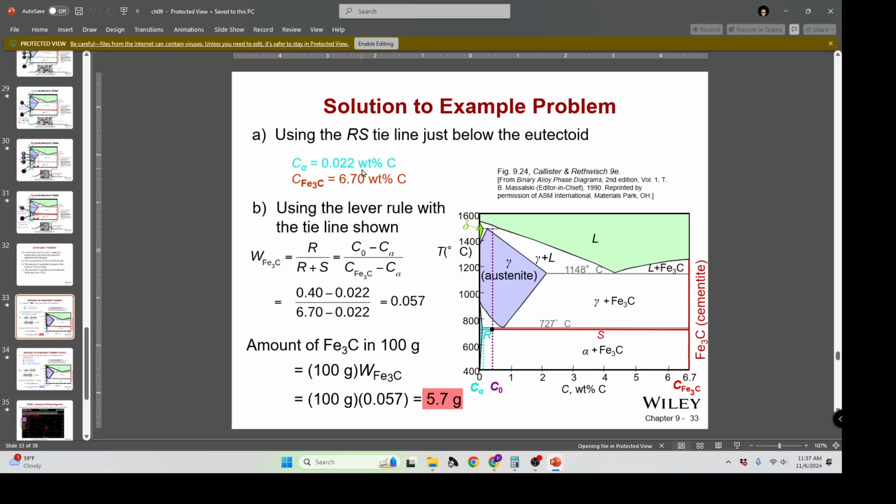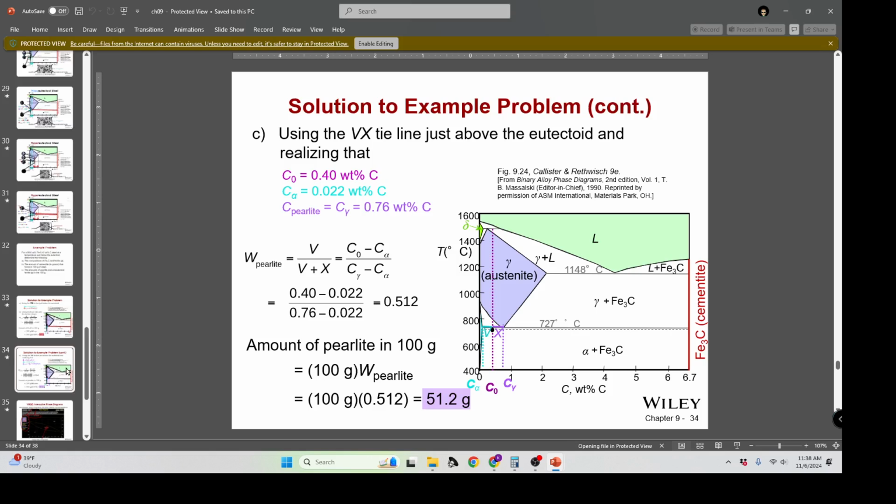We get about 0.022% in the alpha phase, 6.7% in the iron carbide or the cementite. We do the weight fraction for the iron carbide. We would expect it to be very low because we're very far away from that side. So 0.057, multiply that into a 100 gram sample, and it's 5.7 grams.